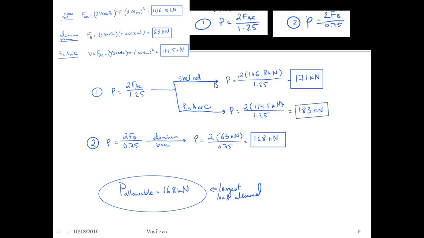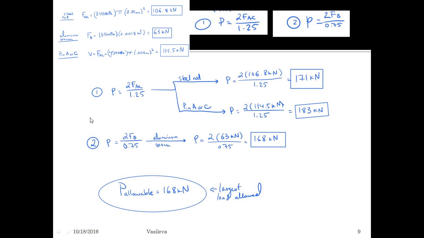approaching it from the steel rod, where FAC is 106.8, I plug that in and I end up with 171 kilonewtons for P. Then I approach it from pin A or pin C, where FAC was 114.5 kilonewtons. So I end up with P equals 183 kilonewtons. And then I use the second equation in terms of FB for the aluminum block. I plug in the 63 kilonewtons for FB and I end up with 168 kilonewtons.